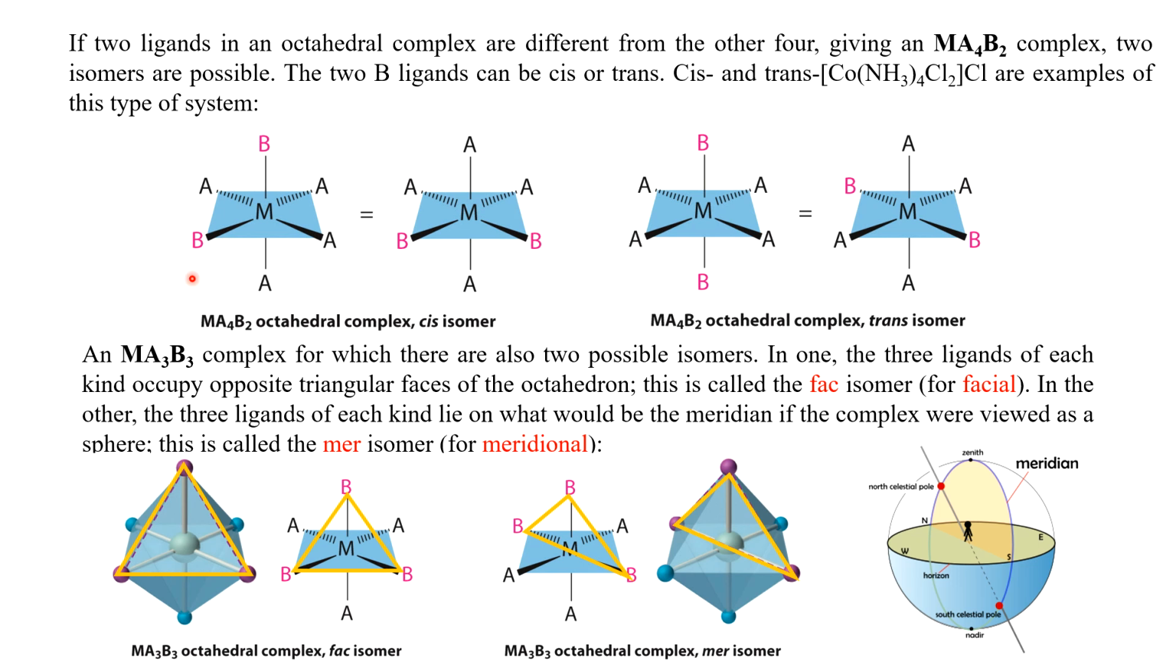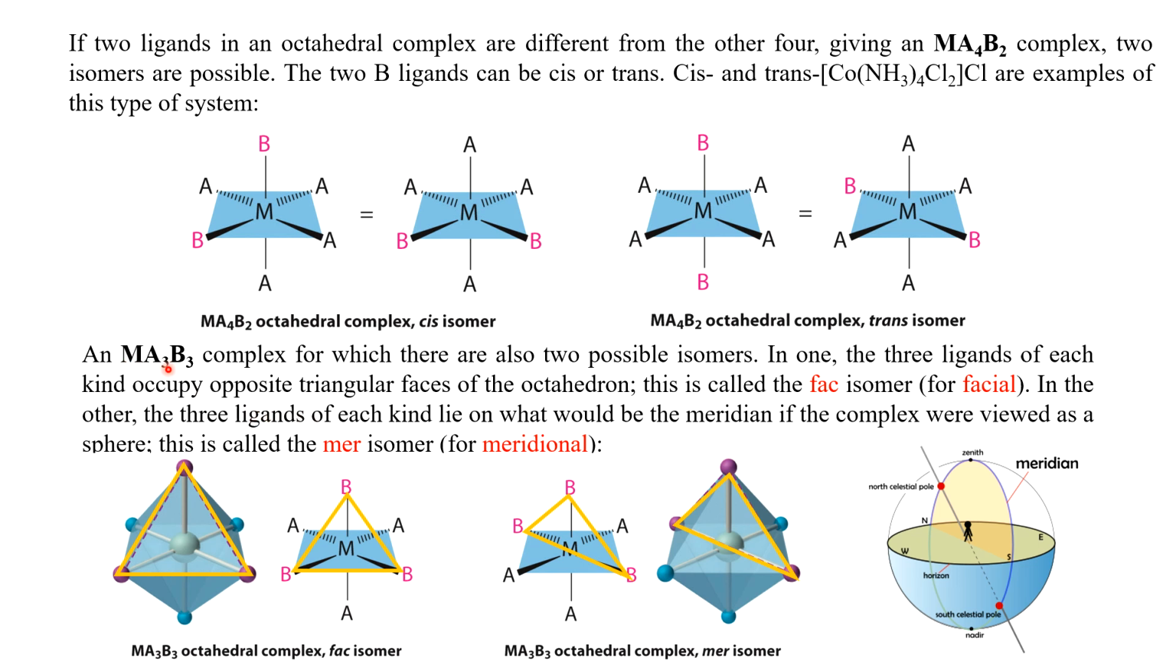With these two, if they are like this, they are cis. This is cis, but this is trans. Okay, that means at least with respect to one ligand, we can define cis and trans. Then we will say that it shows geometrical isomerism, cis or trans.